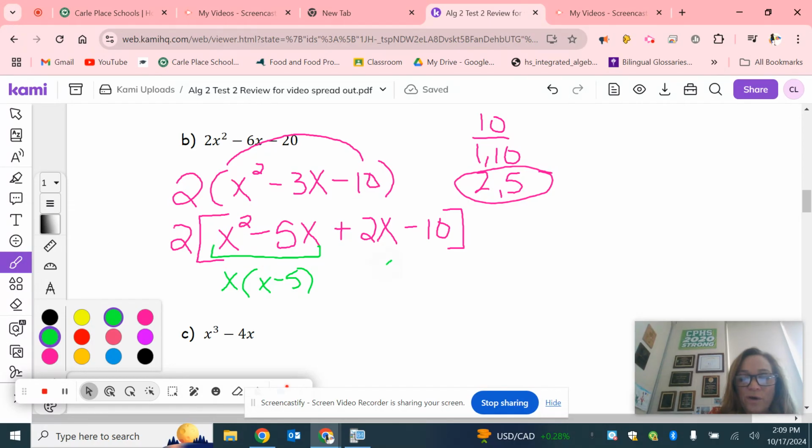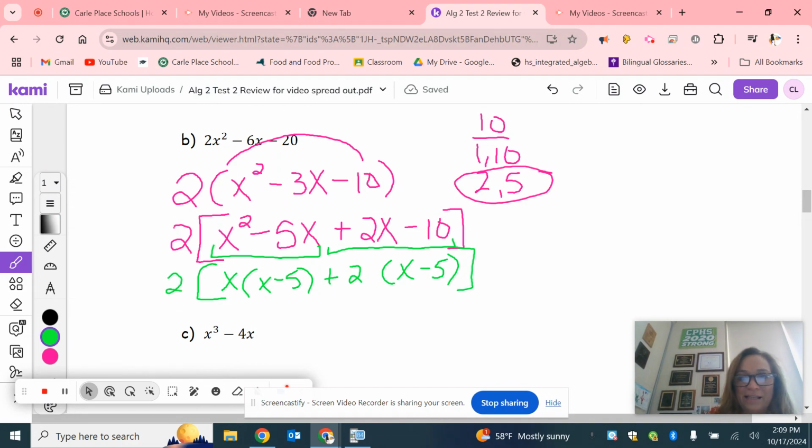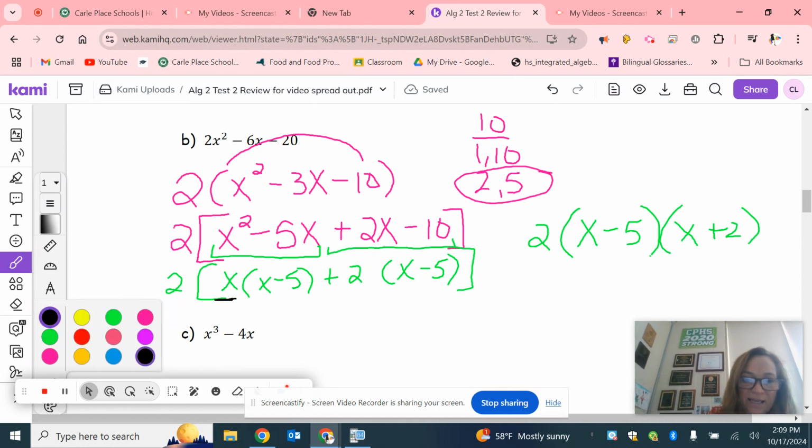And I always go with, hey, I'm right, that x minus 5 is going to repeat. And then I'm looking at the last 2, and that's a plus 2. So I didn't lose that 2 in front. That's going to be part of the answer. So my final answer is 2 parentheses, x subtraction 5, and x add 2. I get the x add 2 from this x and this plus 2. Okay?